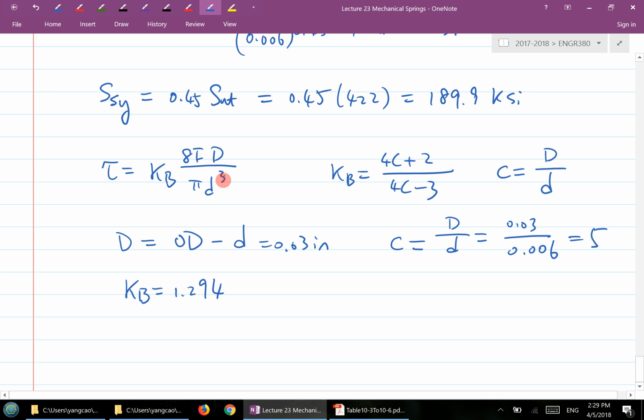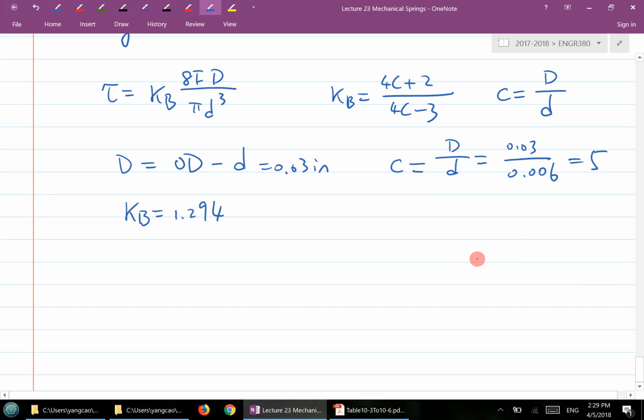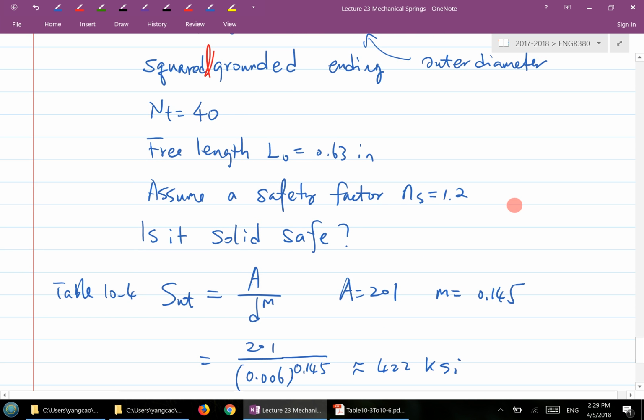Okay, so we figured out Kb, figured out the capital D, and also the wire diameter is given. The next thing is the load F. How much load is on the spring here? So what we're talking about is the condition when it's fully closed, completely closed. Basically, how much force do you need to completely close this spring? So what we do is we have our initial free length given. If we can find the solid length, or the length when the spring is completely closed, then we'll be able to find the total deflection of the spring. We can use the total deflection multiplied by the stiffness to get the force. So that's the idea here.